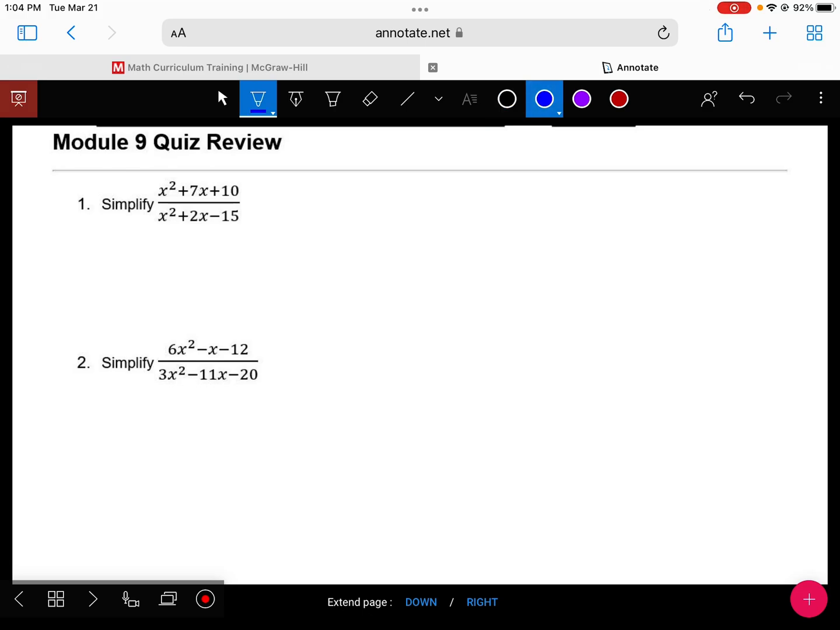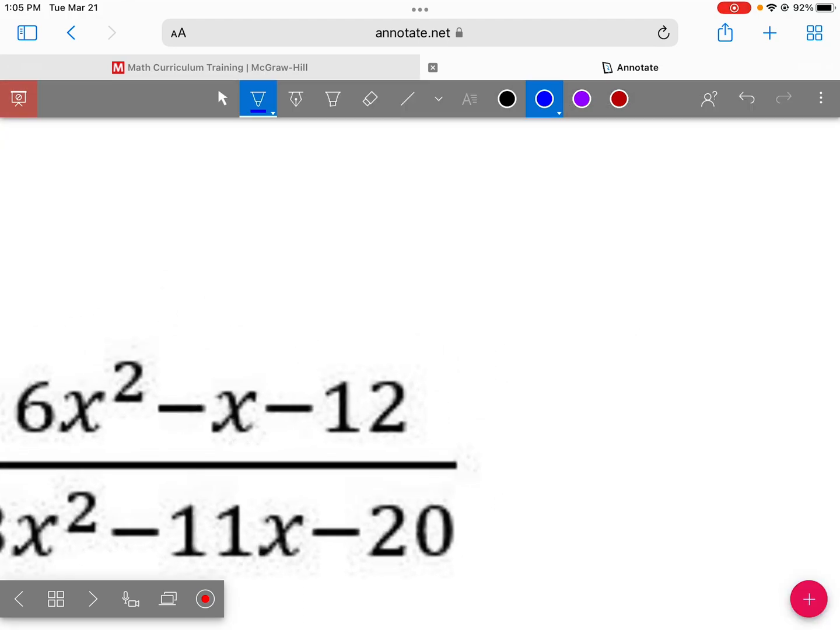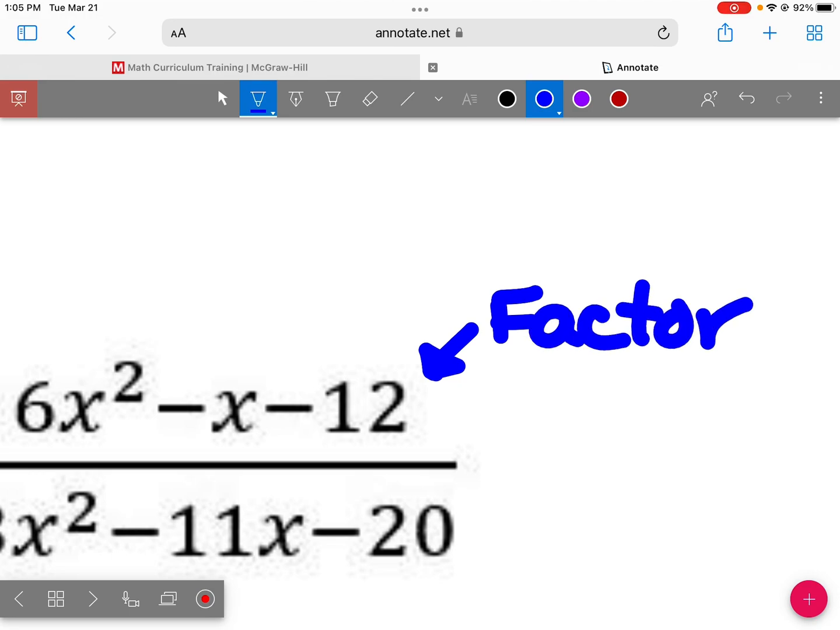This says to simplify. How many fractions do I have? 1 fraction. 2 polynomials, 1 on top, 1 on bottom, but just 1 fraction. So when it says to simplify here, I'm going to reduce this fraction if I can, which means I need to factor my numerator, and I need to factor my denominator.